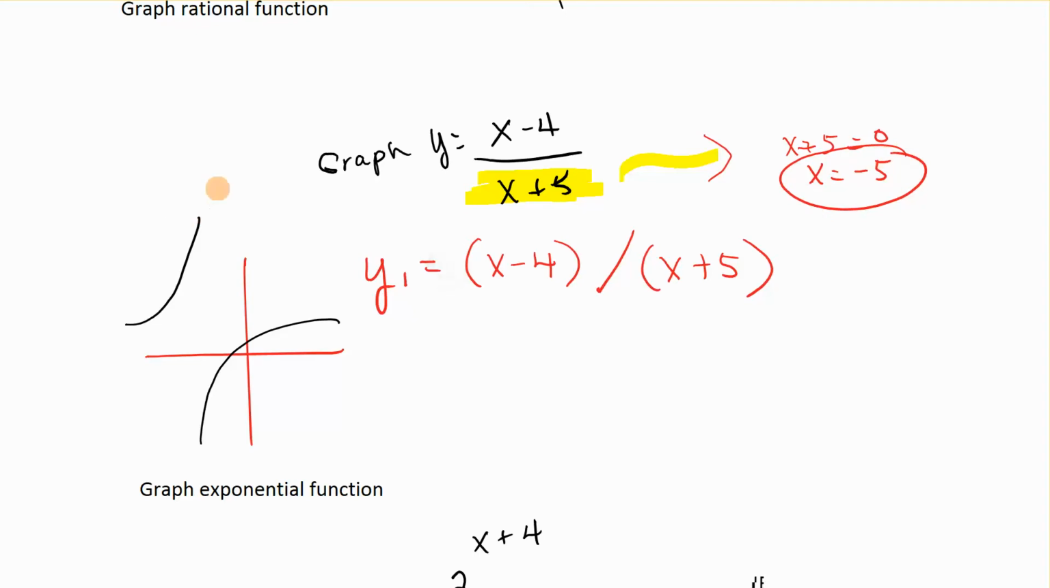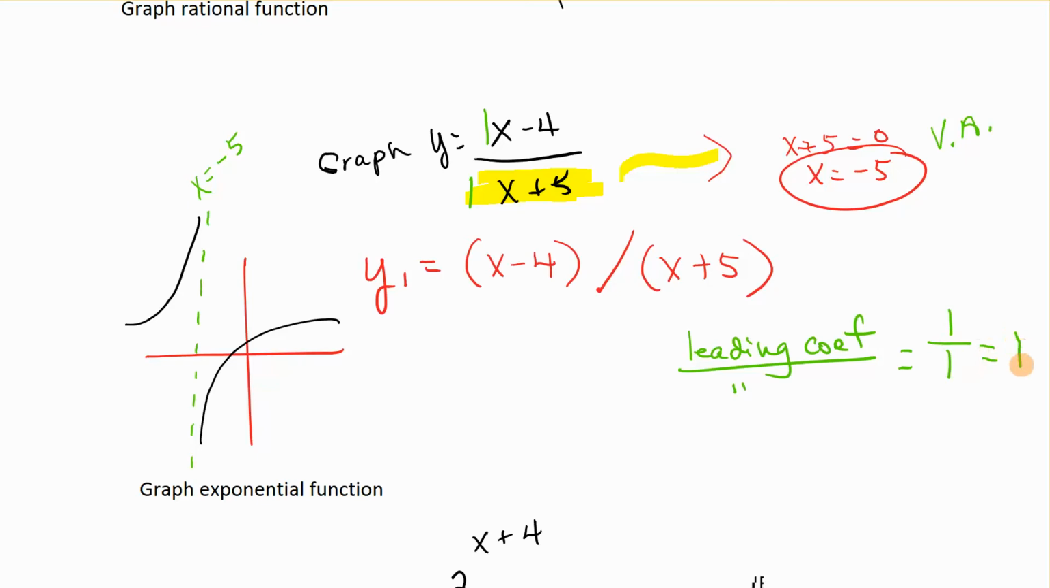So I know that there is an asymptote, a boundary at x equals -5. That's a vertical asymptote. Okay? The horizontal asymptote has to do with the top compared to the bottom. So we look at the leading coefficients of the top and the bottom. The leading coefficient here is 1, it's understood. And over here it's also 1. So it's 1 over 1, which equals 1. So y equals 1 is the horizontal asymptote.